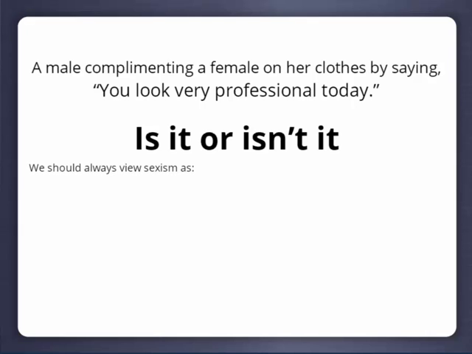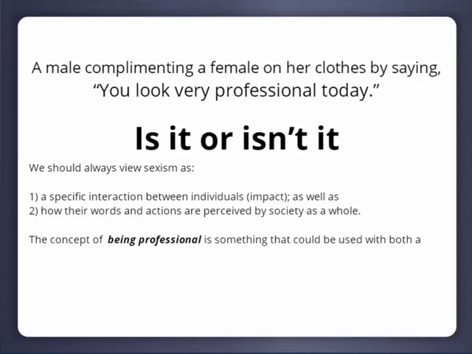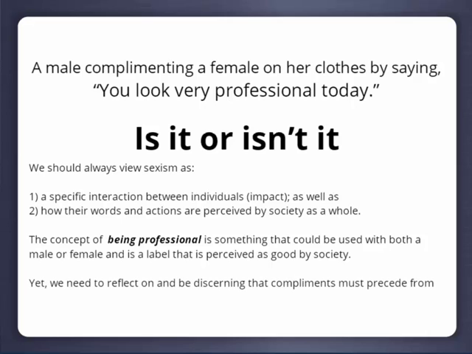We should strive to view sexism in two ways: as a specific interaction between individuals, as well as how their words and actions are perceived by society as a whole. The concept of being professional is something that could be used with both a male or female, and is a label that is perceived as good by society. Yet, we need to reflect on and be discerning that compliments must proceed from a well-established relationship.